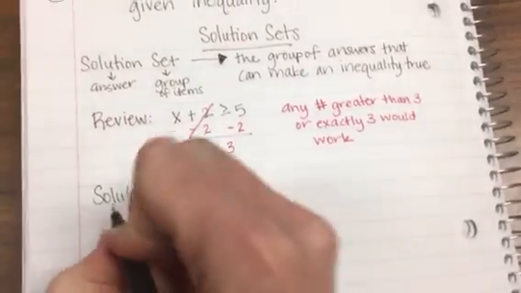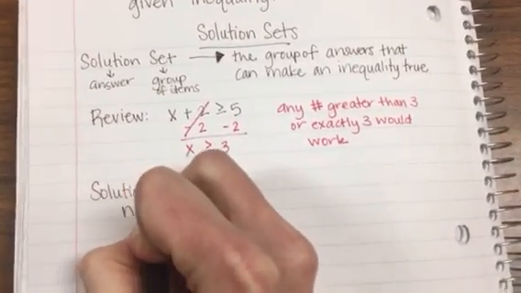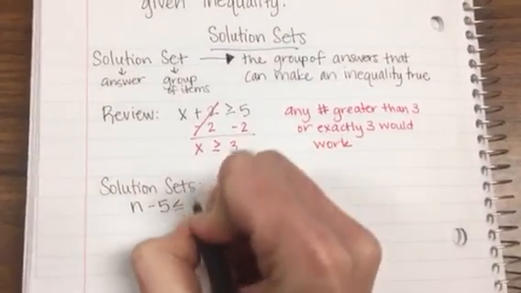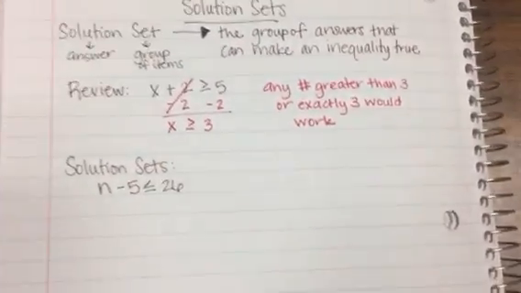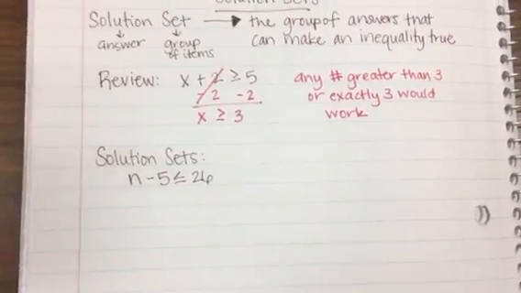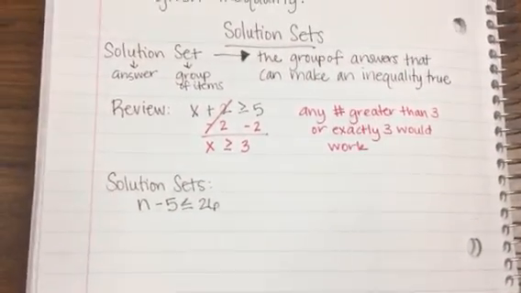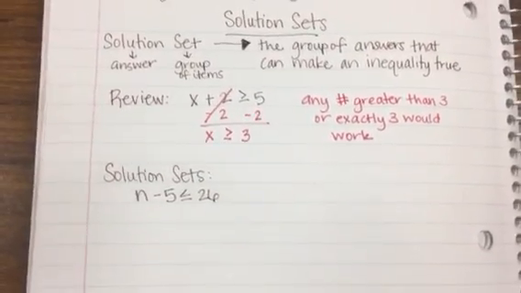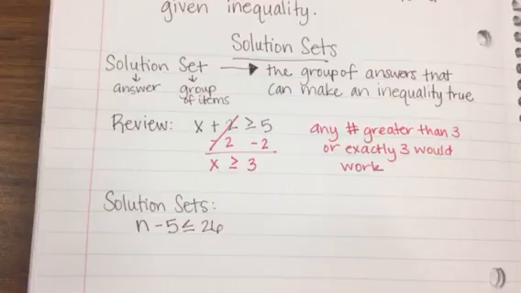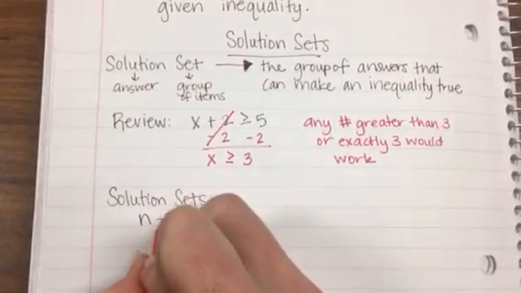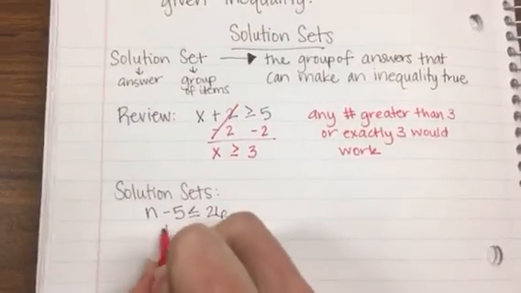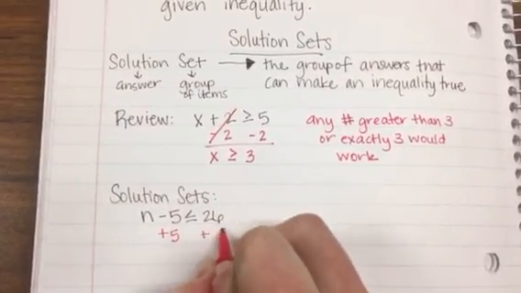So let me show you what this looks like. I want you to copy down this example. This says a number minus 5 is less than or equal to 26. A number minus 5 is less than or equal to 26. So if I wanted to figure out what this is, I'm going to solve it just like I would solve it if it were an equation. So I'm going to do the inverse of minus 5, which if you're thinking along with me, you know the inverse is a plus 5.